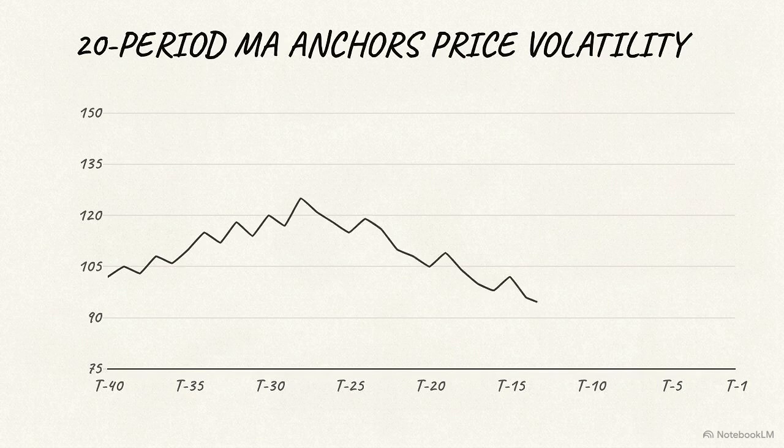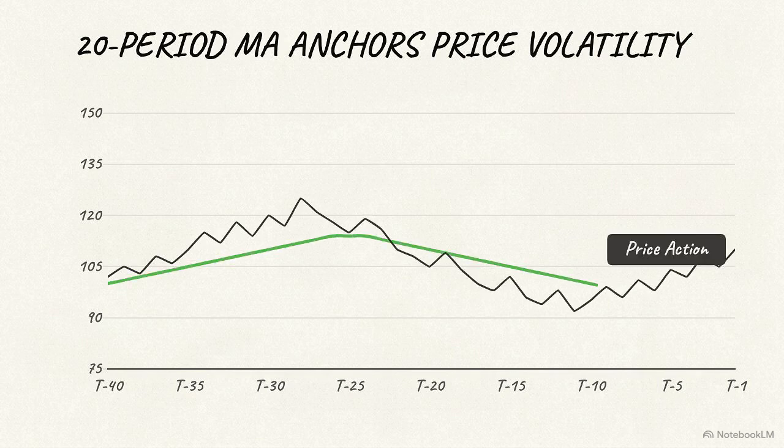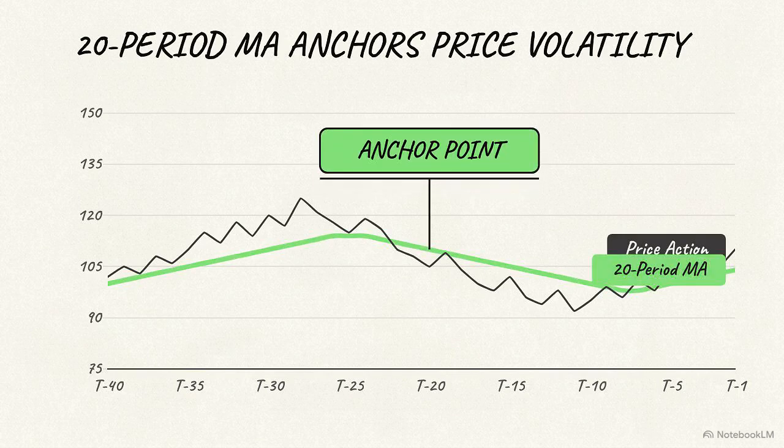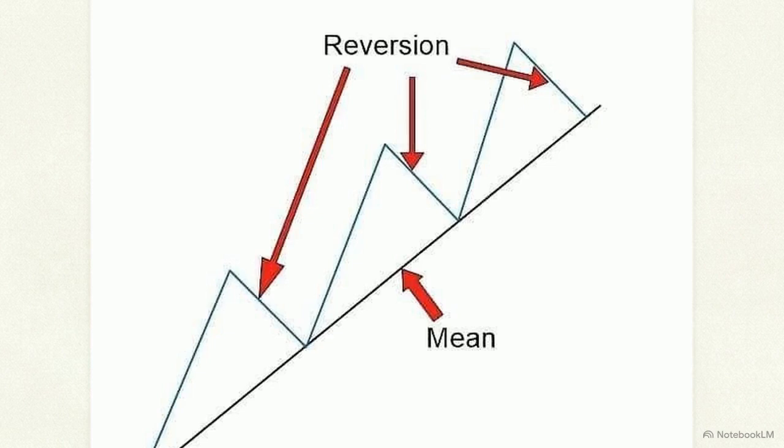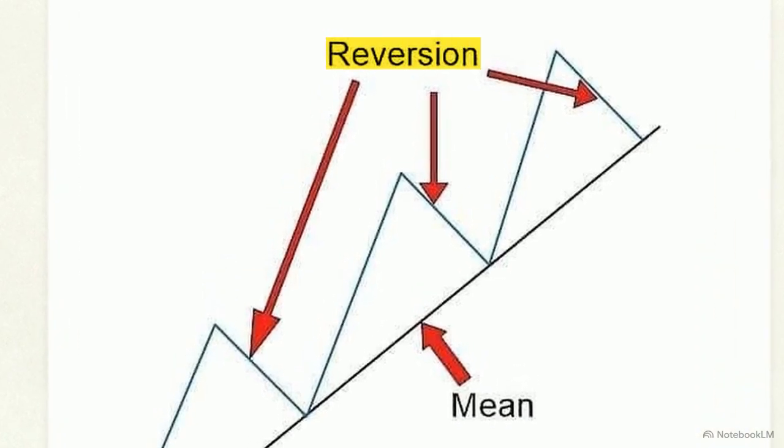Step 1 is establishing our baseline. In trading, the mean is simply the average price over a specific time. We will use a 20-period moving average as our anchor point. This diagram shows exactly how price behaves around that anchor. You can see the price zigzagging away from the diagonal mean line, and the red arrows point to the inevitable reversion back to that baseline.